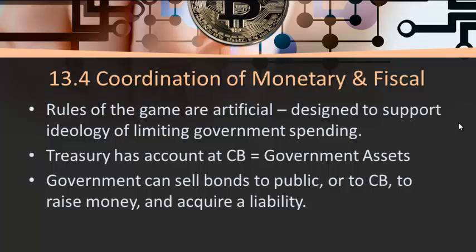So now the artificial rules of the game. We come back to the government has an account, and so now in order to keep the budget balance, if the government spends, they need to raise money in order to make the expenditure. They have to keep that budget balance. This is a completely artificial rule.